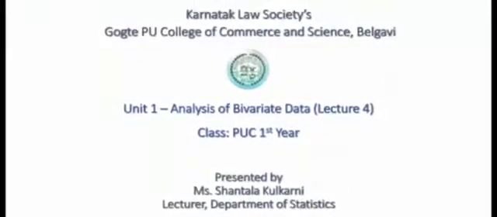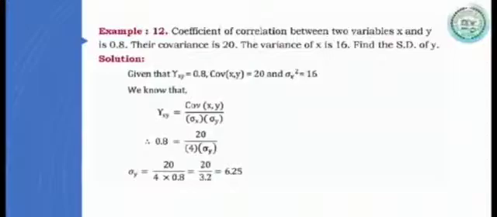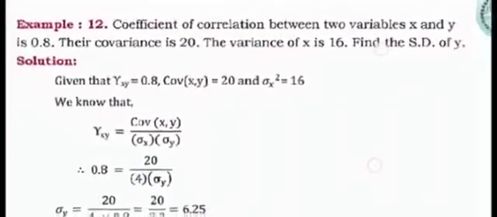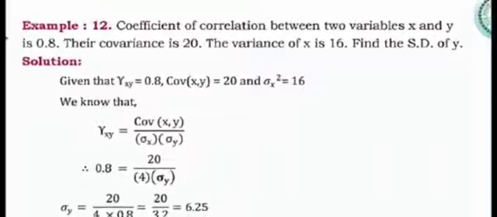So, in today's class, we will see examples based on coefficient of correlation and what type of examples they are. Example number 12: the coefficient of correlation between two variables x and y is 0.8. Their covariance is 20. The variance of x is 16. Find the SD of y.